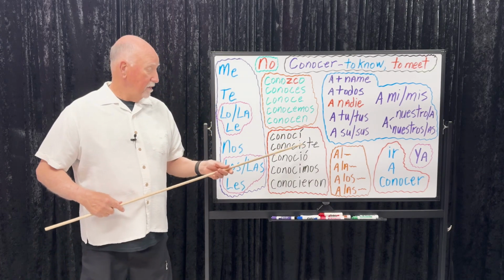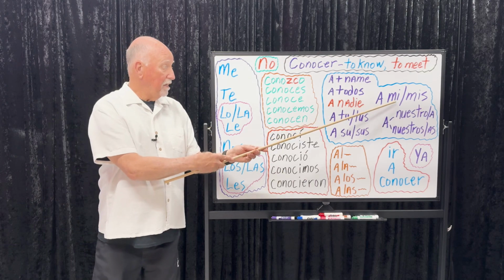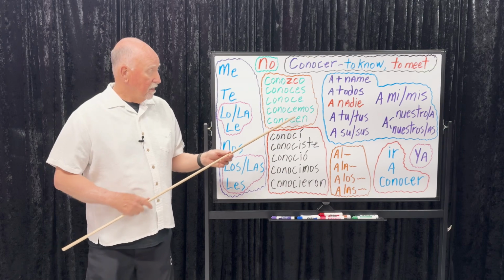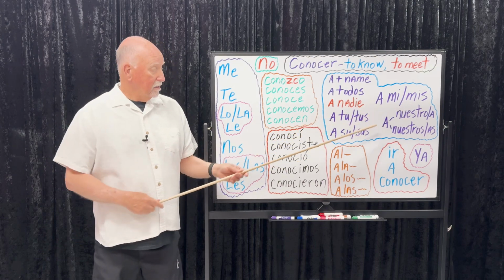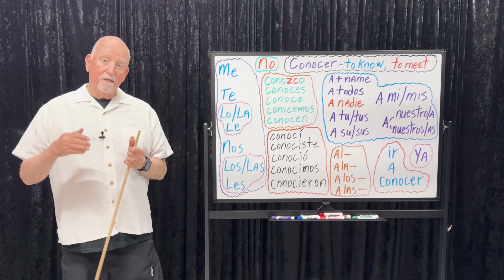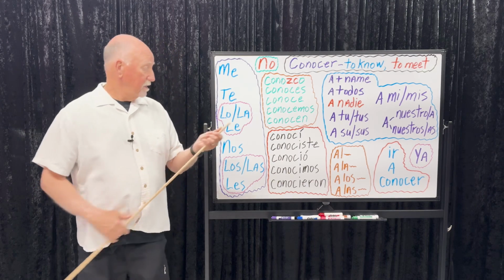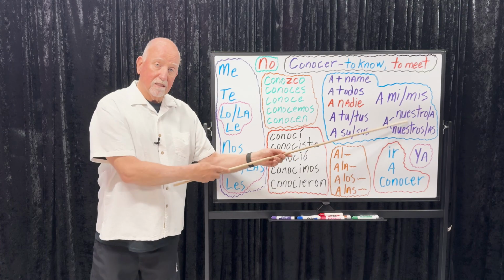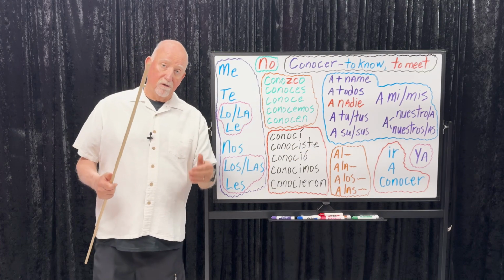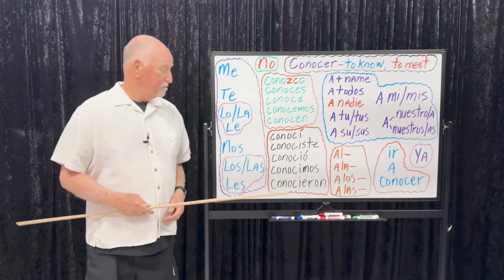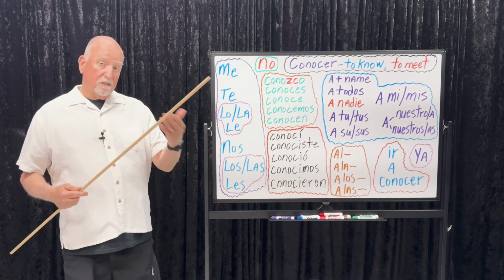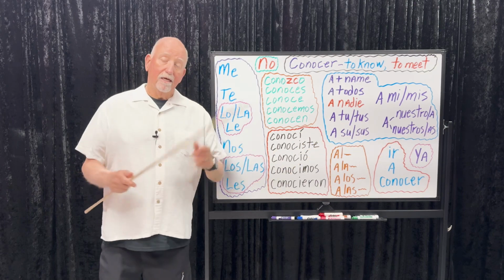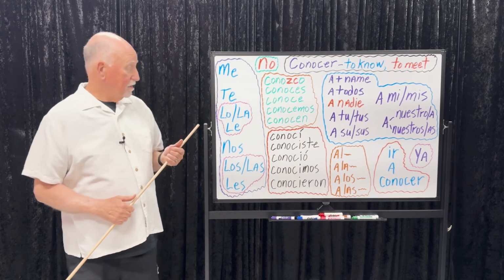They know my mom. Conocen a mi mamá. They know my father. Conocen a mi papá. Now let's go to our. If I want to say they know our parents, conocen a nuestros padres, because it's los padres. Conocen a nuestros padres. They know our sisters. Conocen a nuestras hermanas. Okay, so that's how that works.